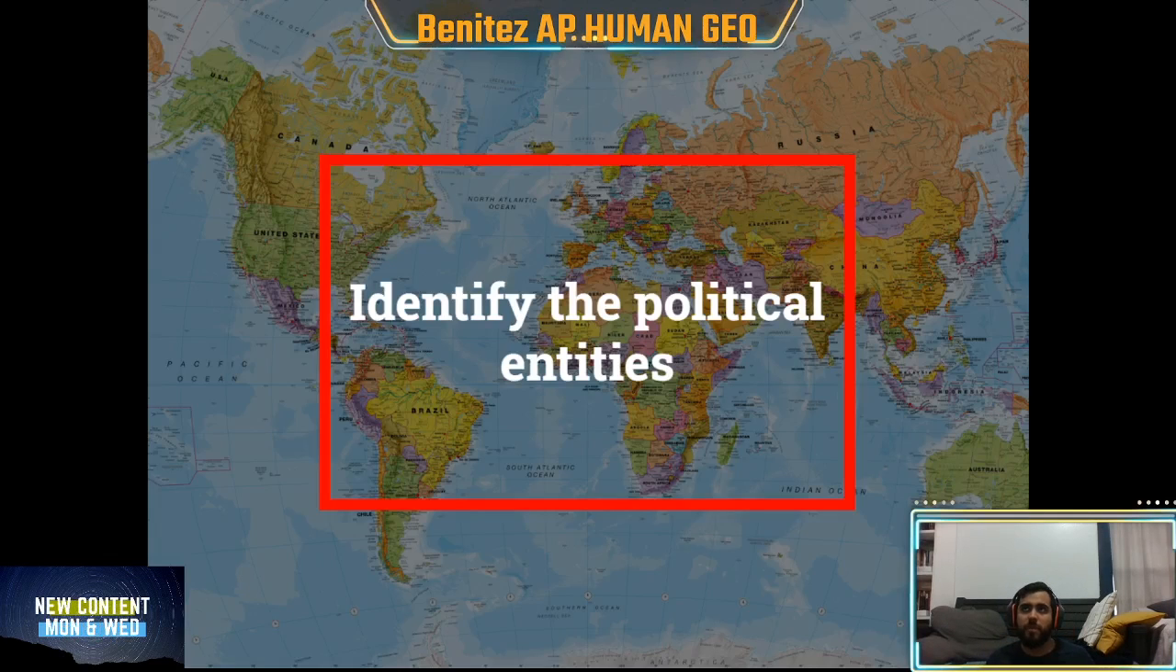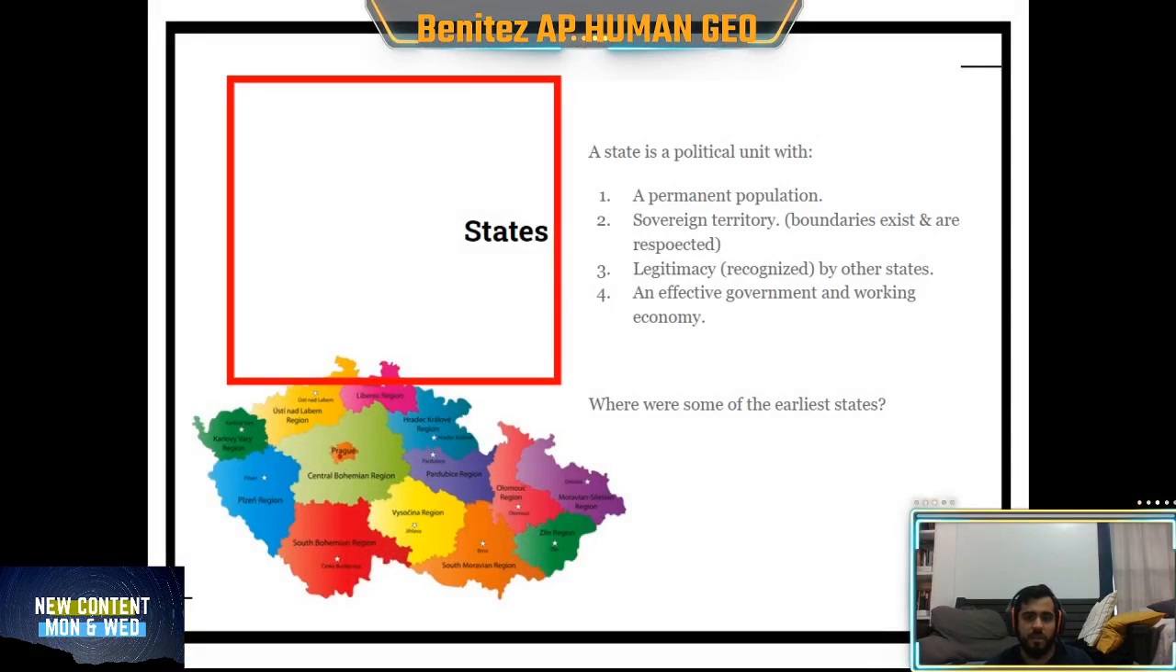So here's objective number 1. We need to identify the political entities. First, there is something called a state. A state is a political unit. It has a permanent population, it has boundaries, it's recognized by other states, and it has a government and an economy. That is a state.